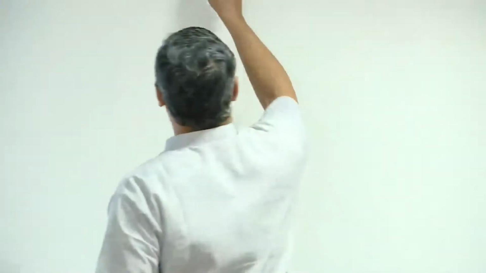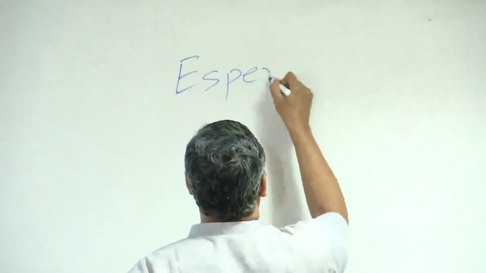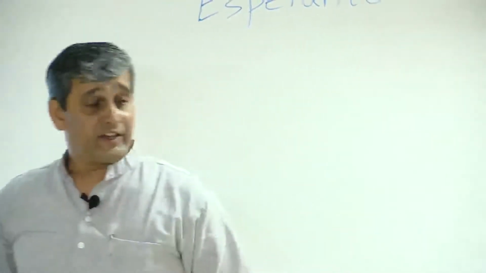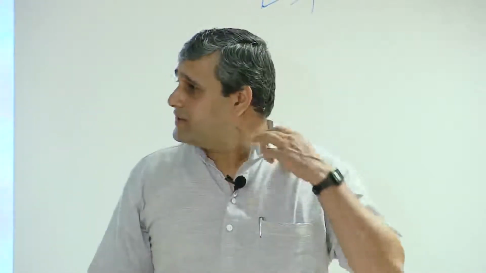Esperanto, have you heard about it? Esperanto, it's a language. I don't know whether I can write here or, yeah. So, Esperanto, that's a language created by man, in the late 19th century, early 20th century, I guess. I'm not sure about the date. It was created by man. The aim was to have a global language for the world.